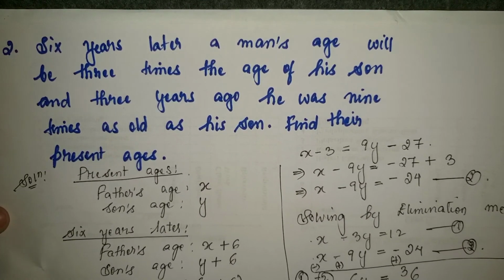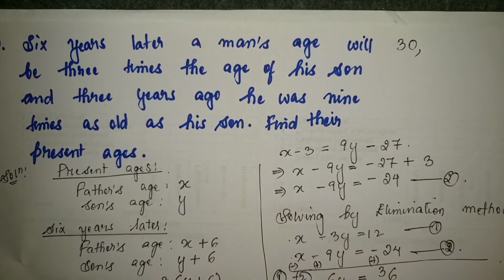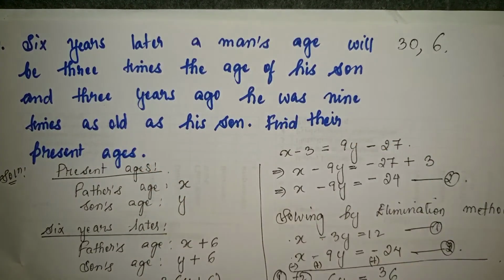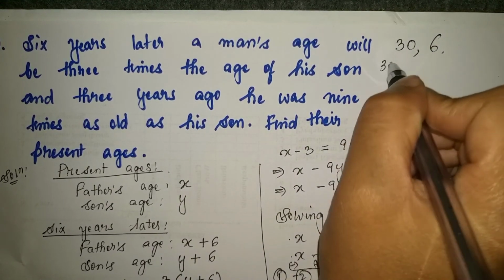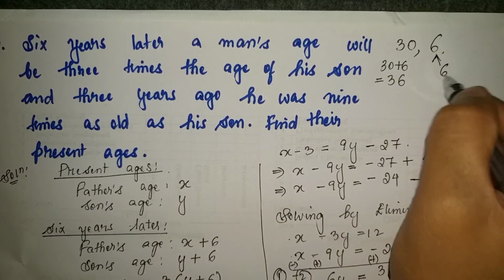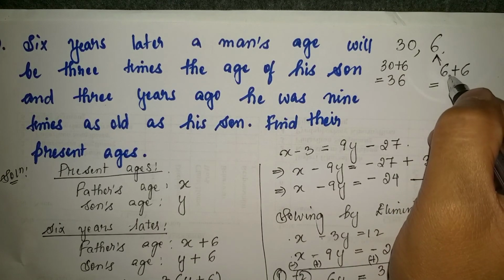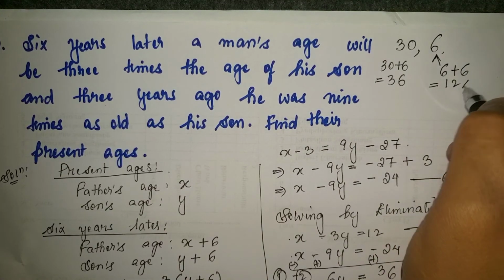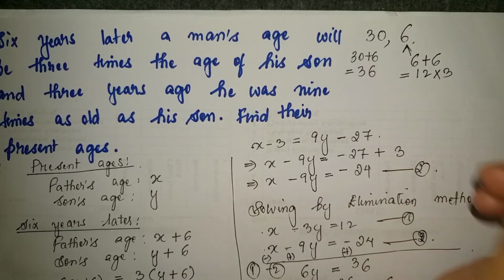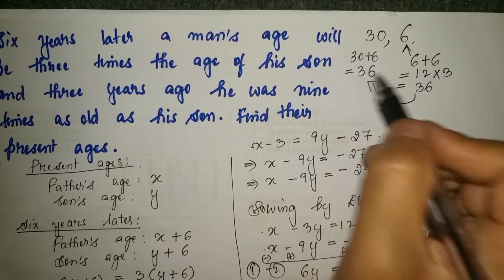What do we have from the question? The present age of the man is 30 and his son is 6. 6 years later, a man will be 3 times the age of his son. If I add 6, 30 plus 6, I'm getting 36. And if I add 6 to 6, I get 12. If I multiply the son's age by 3, it will be 36, and it is equal to the father's age.